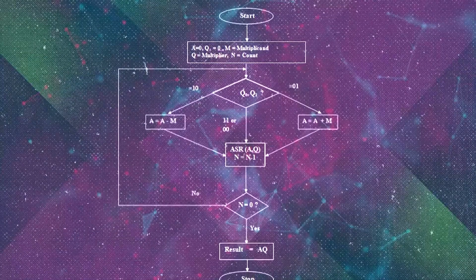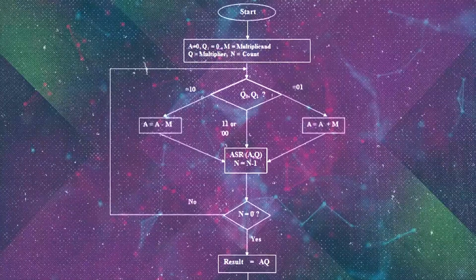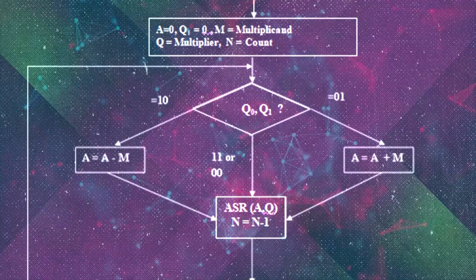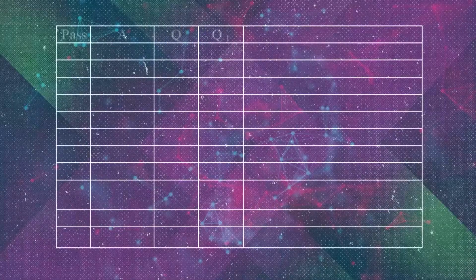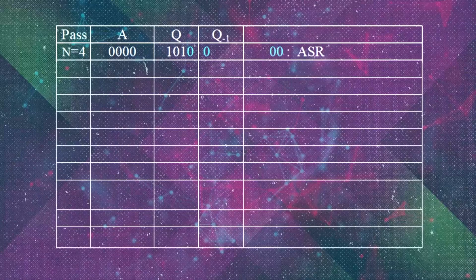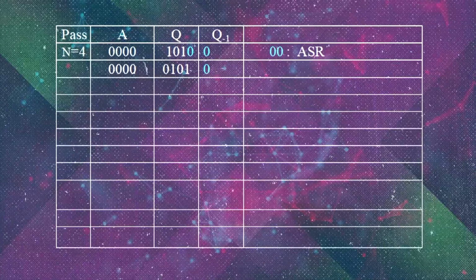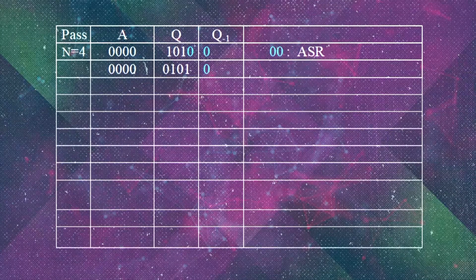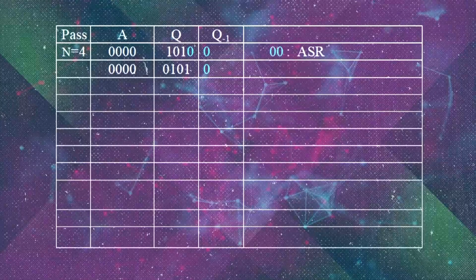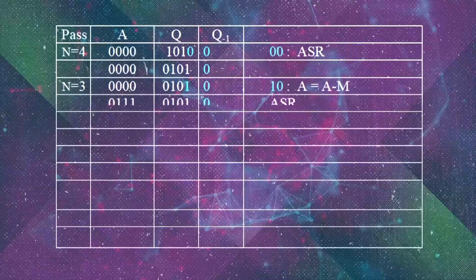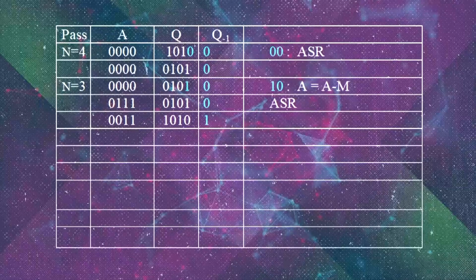Now, refer the flow chart. When q naught q minus 1 equal to 0 0, go for ASR, that is arithmetic shift right. Before that, the last bit of q is to be stored in q minus 1, then ASR. When you apply ASR on current AQ, we get 0 0 0 0 0 1 0 1. Now, A contains 0 0 0 0, Q contains 0 1 0 1 and Q minus 1 is 0. The value of n is decremented by 1 and it is 3 now. Let us continue by checking values of q naught q minus 1, it is 1 0 now.